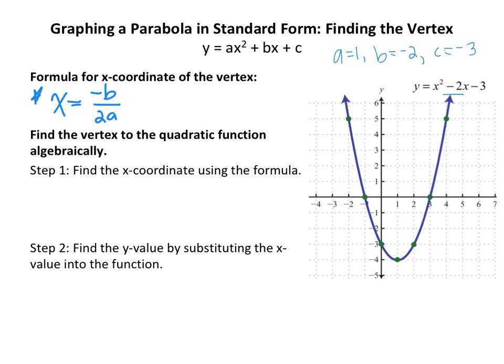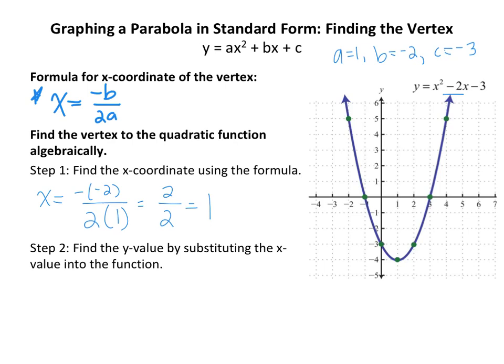Okay. Find the x coordinate using the formula x equals -b over 2a. I have x is equal to -(-2) over 2 times a, which is +1. So we have +2 over +2, which is 1. So the x value of my vertex is 1.